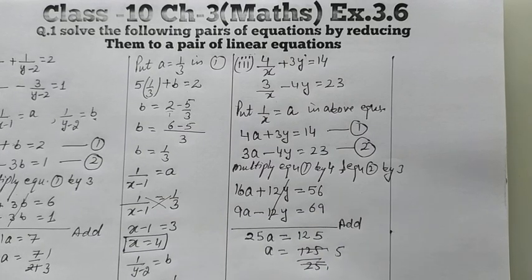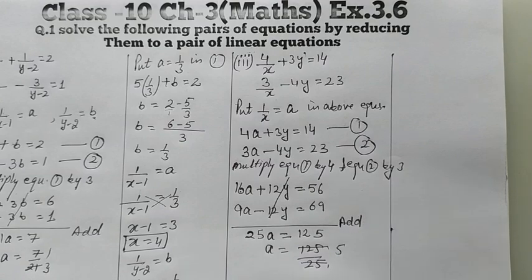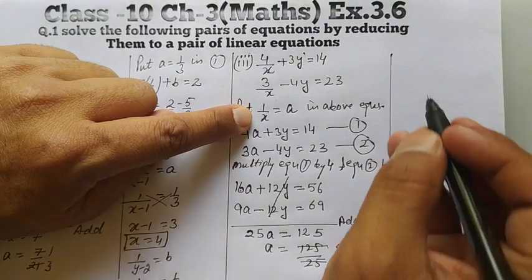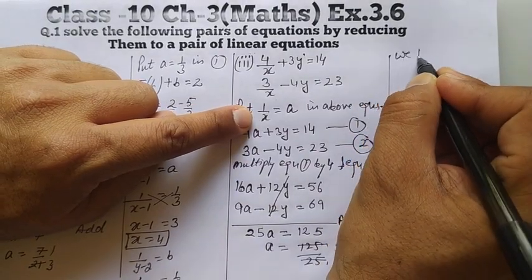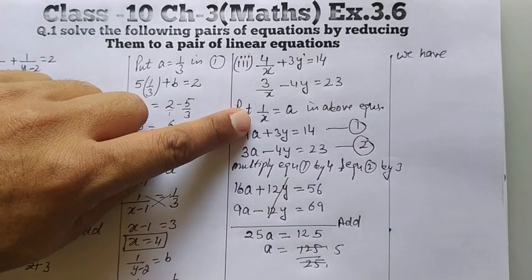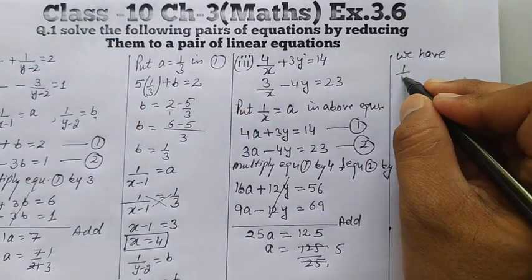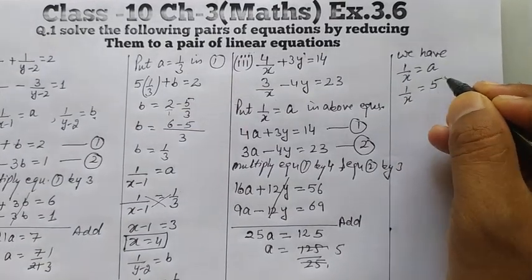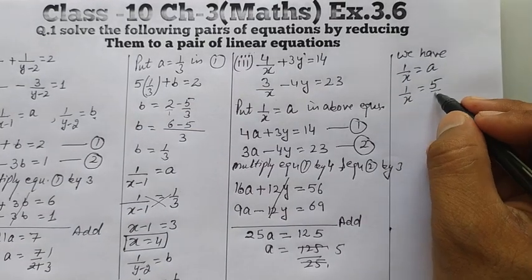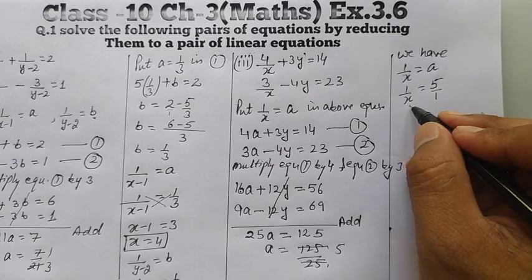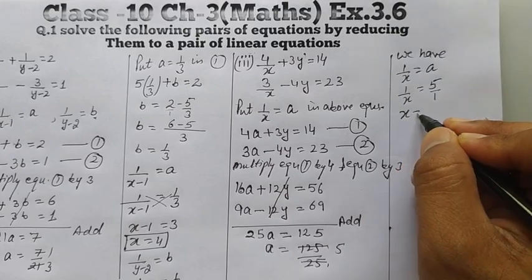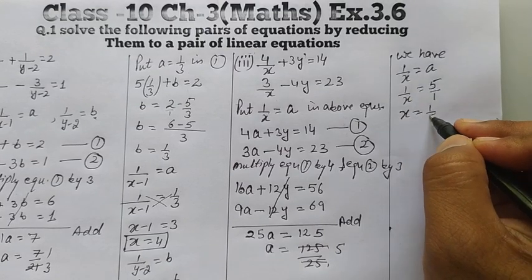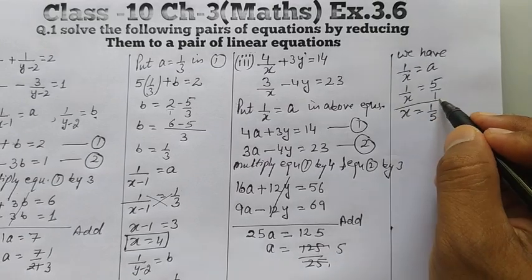So this is a. Now what we do, we'll fill the value of a as 5 here. So we have 1 by x as a. So 1 by x is a means 5. So if 1 by x is 5, then if we cross multiply, we will get 5x is 1 and x is 1 by 5, or simply you can write, taking reciprocal on both sides, x will be 1 by 5. So value of x is 1 by 5.